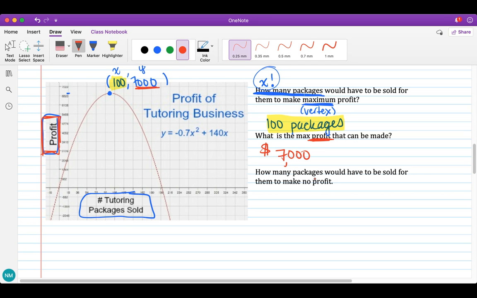And how many packages would have to be sold for them to make no profit? Now, again, when our x-intercepts go into our negatives, they are not important as far as our context here. However, if we look here, my x-intercept here is 0, and then I have an x-intercept here, which, let me check what it is, which is 200.